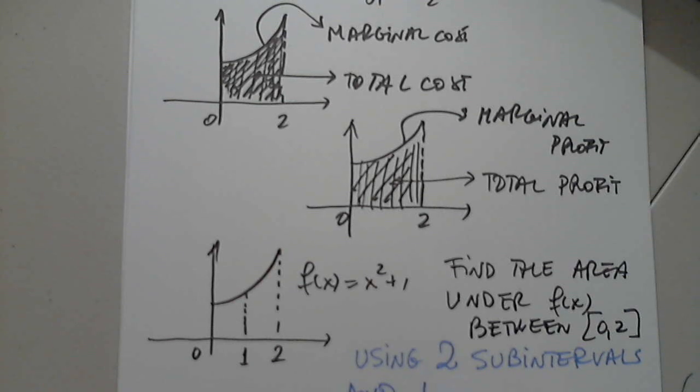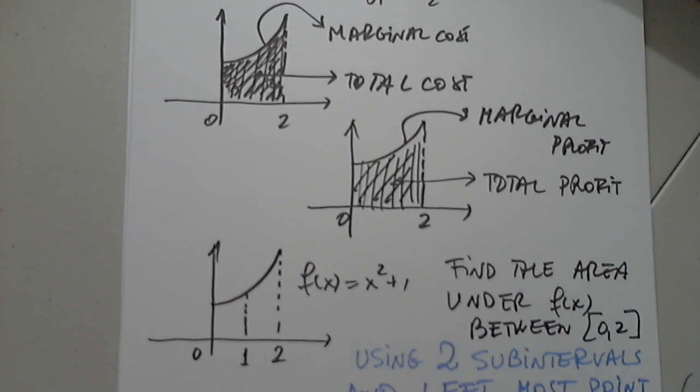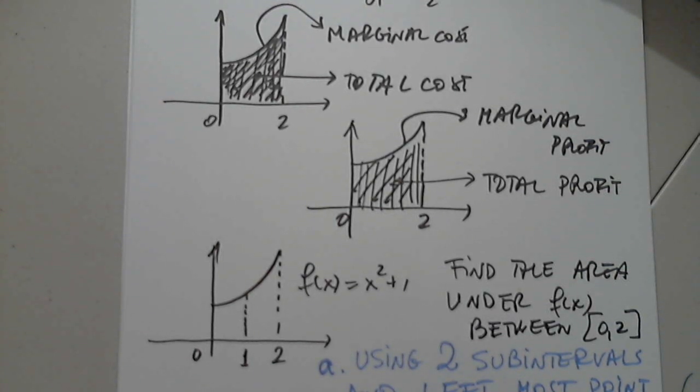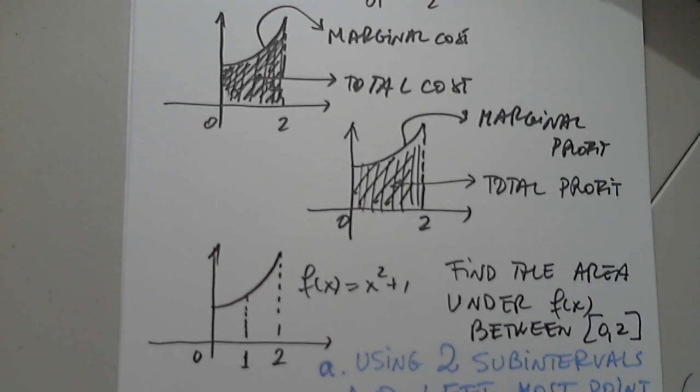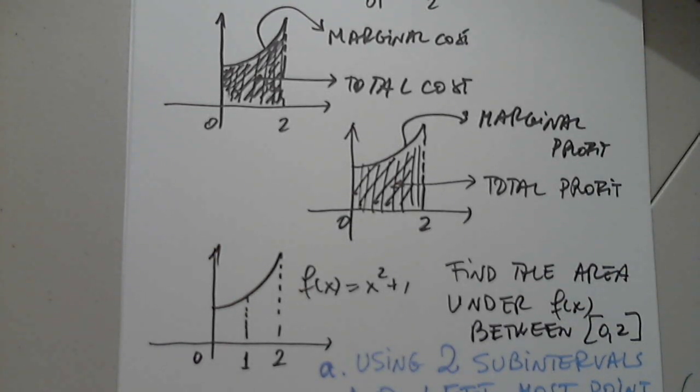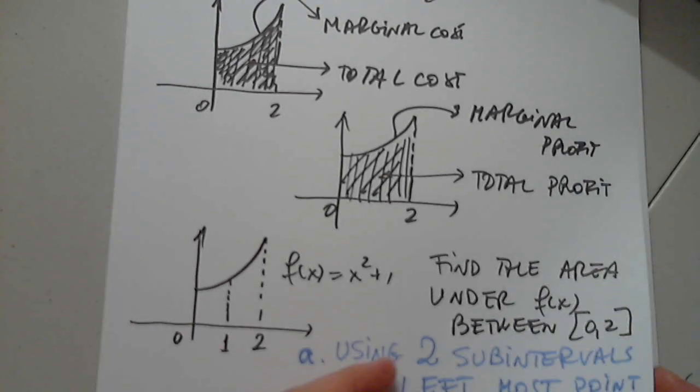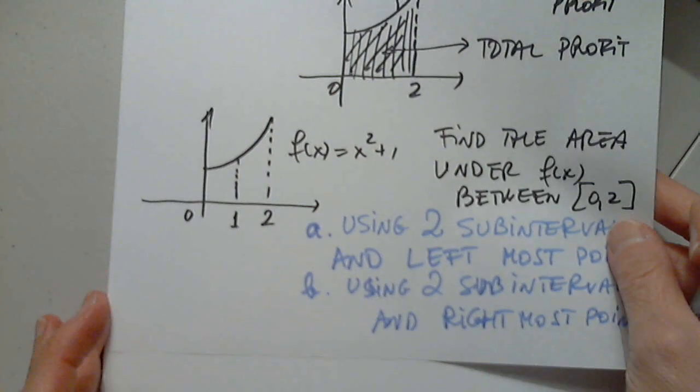And leftmost point. This is part A. Part B, same number of intervals using 2 subintervals and write the rightmost point. And you can say again, what are you talking about? And I am explaining right now.